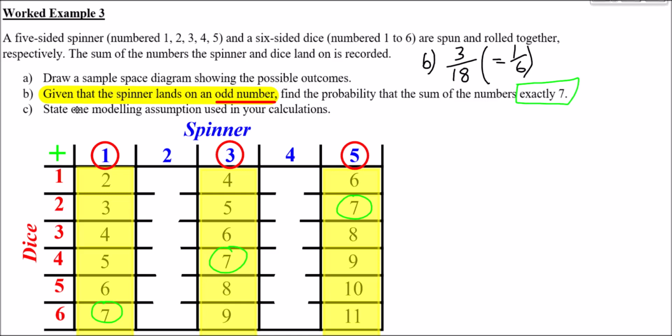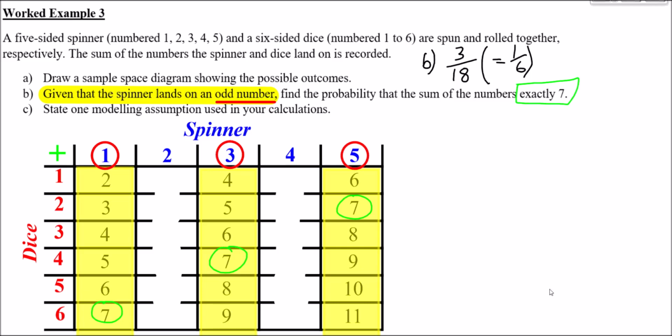Finally, part C, state one modelling assumption used in these calculations. Put simply, what have we assumed to be true about the dice and the spinner? Probably a few things. You could be pondering what colour dice you've used, but that'd be silly and pointless. The key thing here is you'd have to assume the spinner and the dice are fair. You'd have to assume that each outcome is equally likely, which is the same as saying the dice and the spinner are fair, or you could say the dice and spinner are unbiased. So a few ways of saying essentially the same thing.